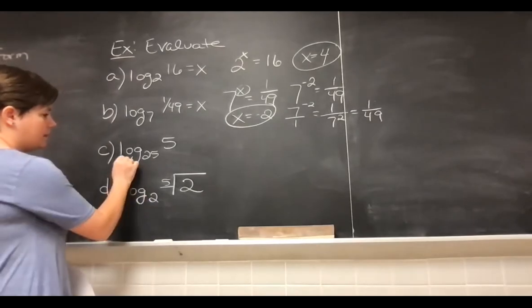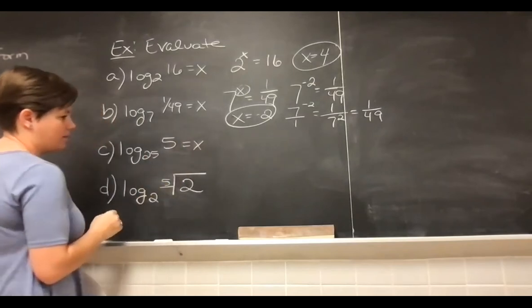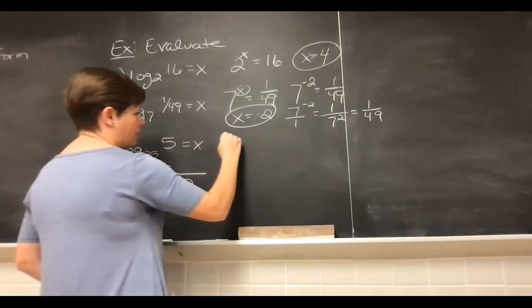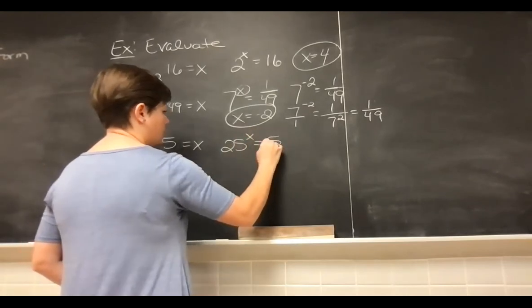Okay, C says log base 25 of 5, and we're going to say equals x. So the base is 25, x for the exponent equals 5.